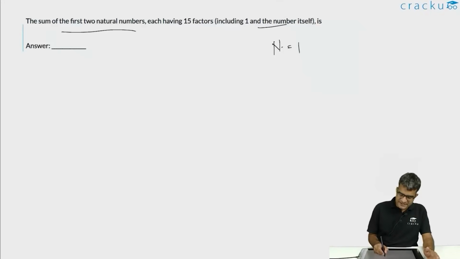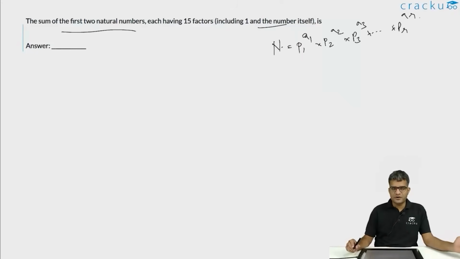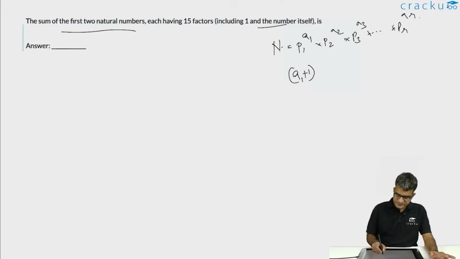that is, if you are writing n as p1 to the power a1 into p2 to the power a2 into p3 to the power a3 and so on into pr to the power ar, where p1, p2, p3 dot dot dot till pr are prime numbers, then the number of factors of n is (a1 plus 1) into (a2 plus 1) into dot dot dot into (ar plus 1). This is the number of factors.